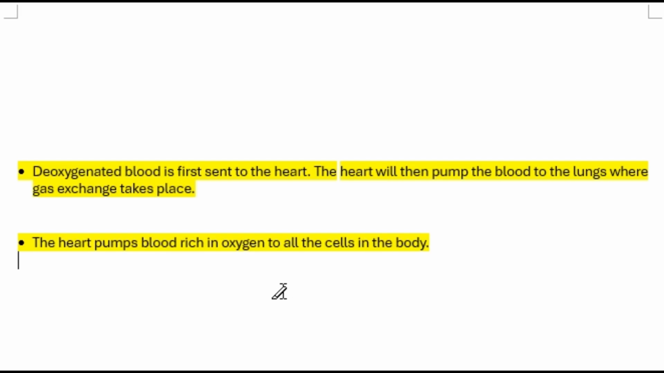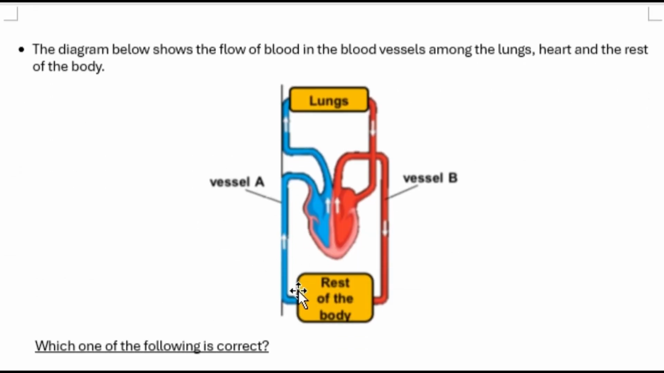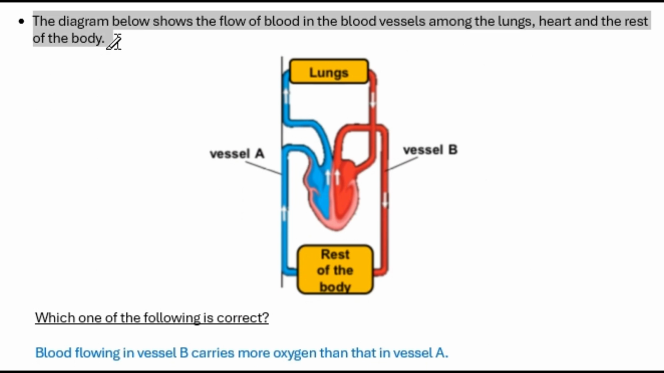The diagram below shows the flow of blood in the blood vessels among the lungs, heart, and the rest of the body. Which one of the following is correct? Blood flowing in vessel B carries more oxygen than that in vessel A.